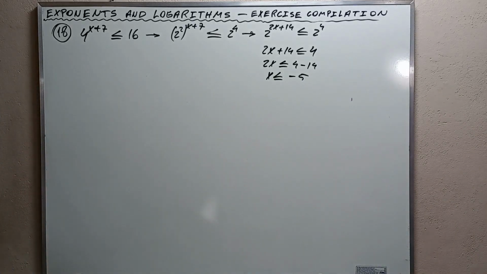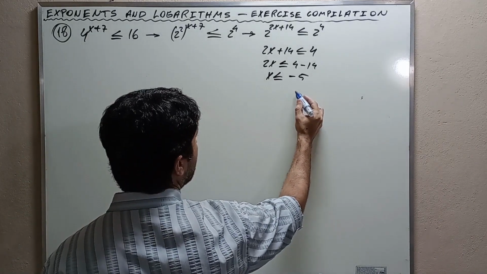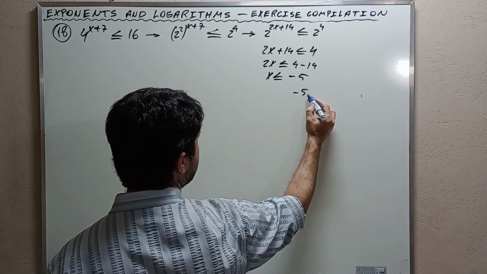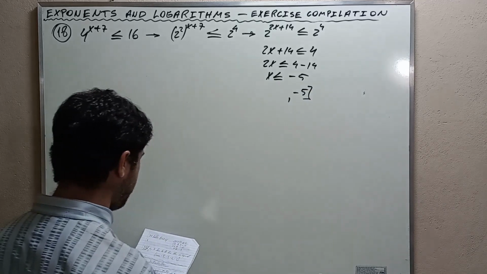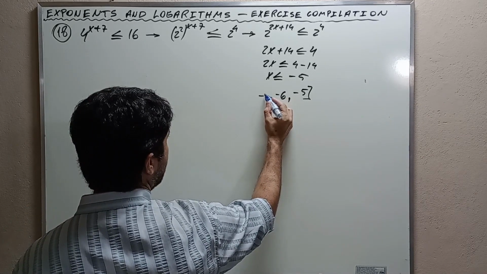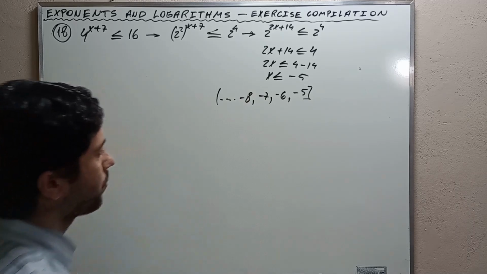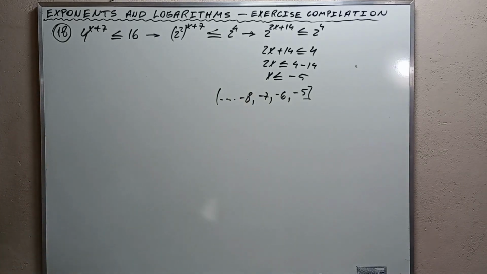And then what is the solution set? The solution set is this. The upper boundary is -5. And we are going to have numbers here: -6, -7, -8, and so on. Okay? This is the solution set of our problem. Okay, my friends, and this is all for exponentiation.